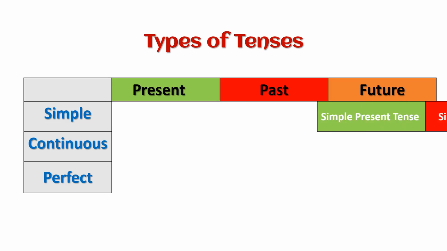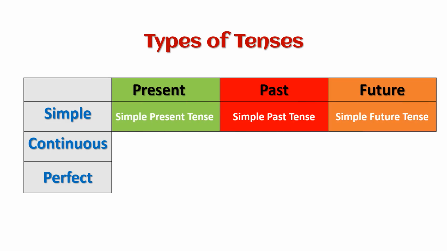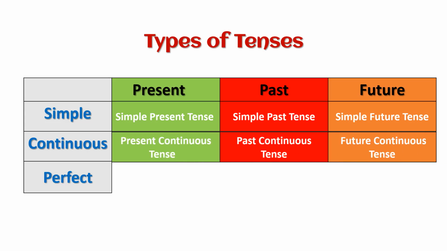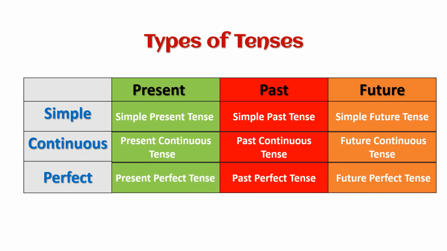We have simple present tense, simple past tense, and simple future tense. Continuous tenses also have 3 types: present continuous tense, past continuous tense, and future continuous tense. Next are the perfect tenses. Again, we have present perfect tense, past perfect tense, and future perfect tense.